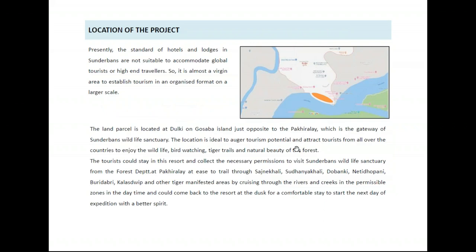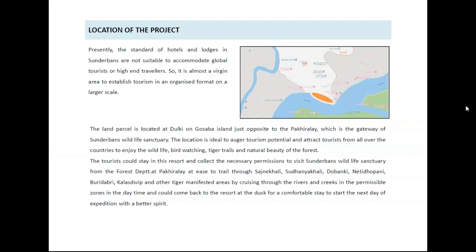Presently, the standards of hotels and lodges in Sundarbans are not suitable to accommodate global tourists or high-end travelers. So it is almost a virgin area to establish tourism in an organized format on a large scale.